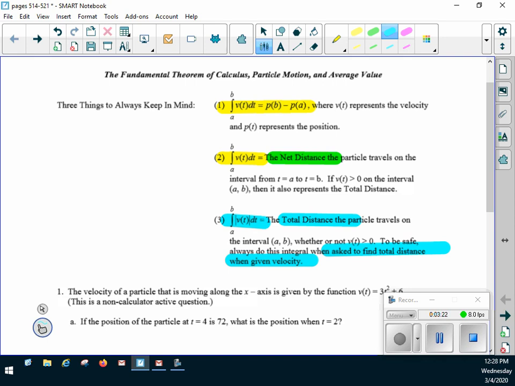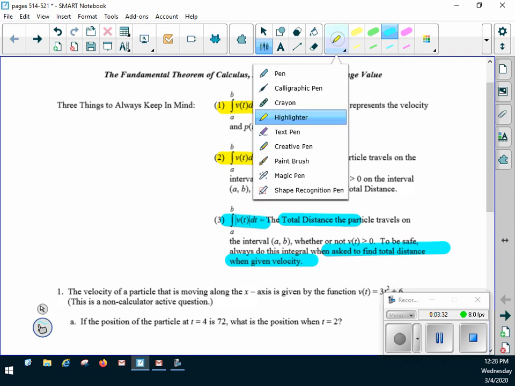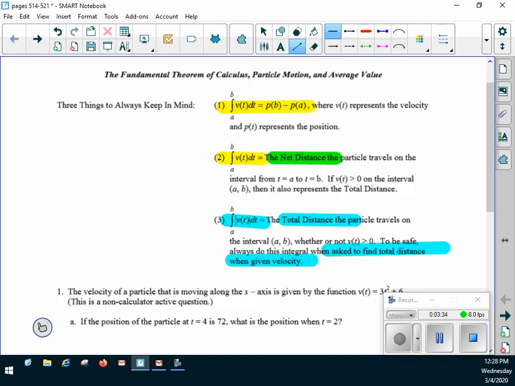Now what I want to show you over here in this empty space is we're going to look at a couple graphs to help you distinguish graphically net distance and total distance. So we're going to just draw 2 little graphs over here, make them ish, okay, like so.